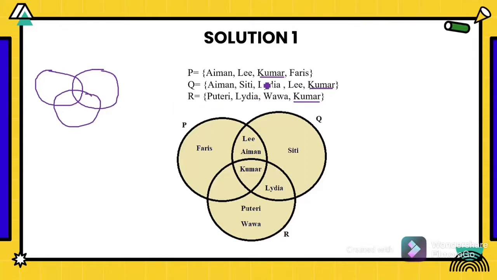Then we can put all those that overlap in the respective regions. We can see that Lee intersects with P and Q, so we can put him here. And Aiman also intersects with P and Q, so we can put him here. Kumar, we can see that he overlaps P, Q and R, so we can put Kumar here. While Lydia overlaps with Q and R, so we put Lydia here. Other than that, we can put them in their respective sets: Faris, Siti, Putri and Wawa. So this is the Venn diagram that we got from the question.